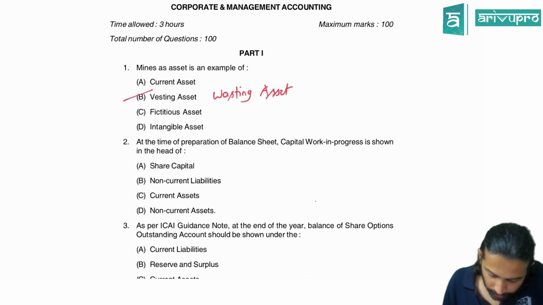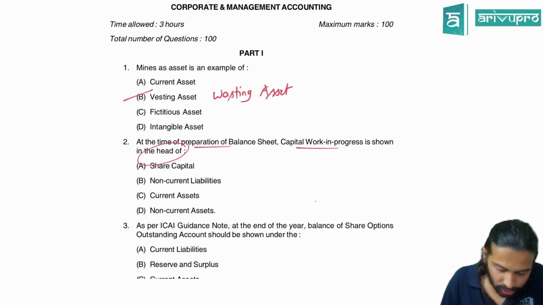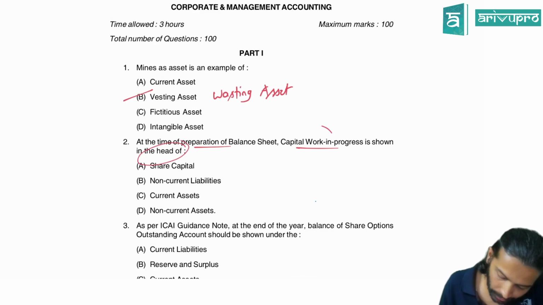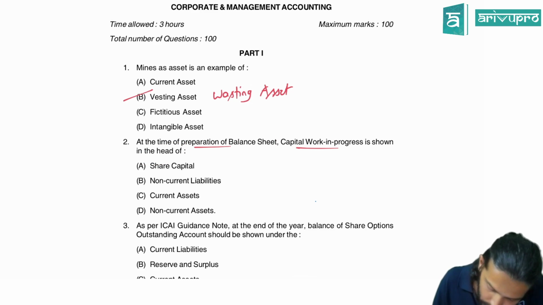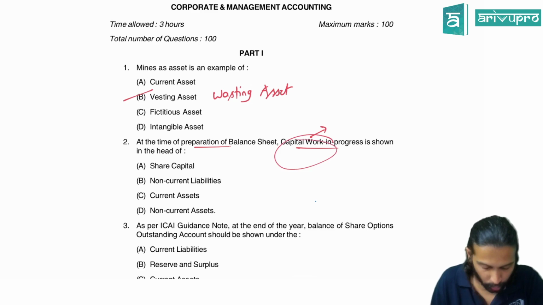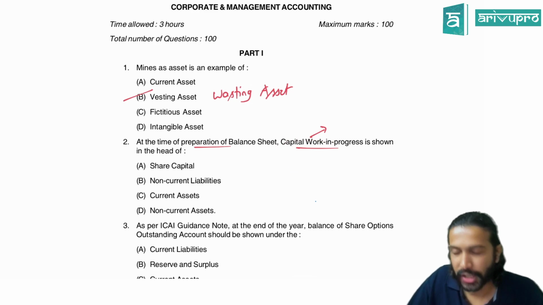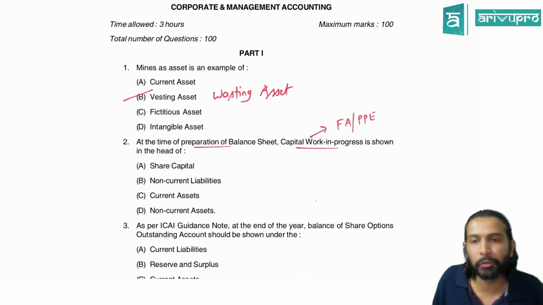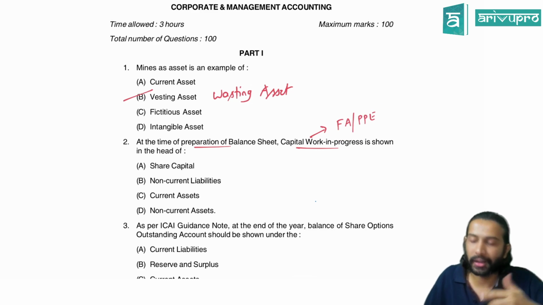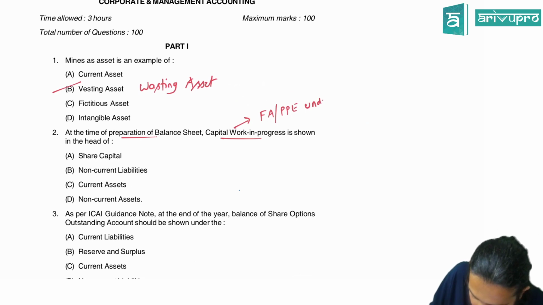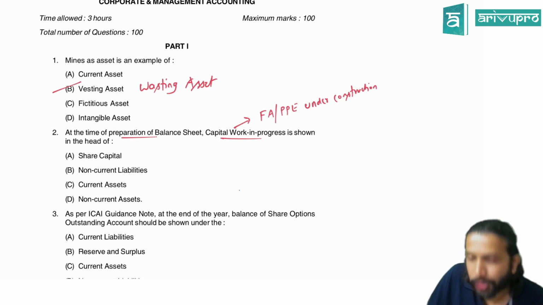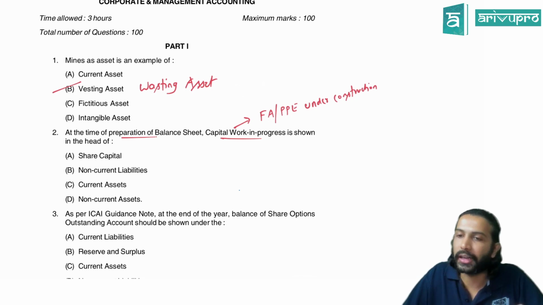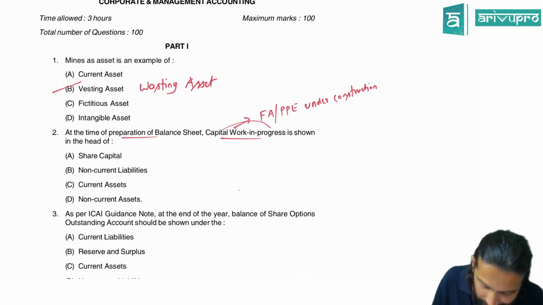Second question. At the time of preparation of the balance sheet, capital work in progress is shown under what category? Where will you show capital work in progress in the balance sheet? First of all, what do we mean by capital work in progress? We've already discussed this when we went through the balance sheet in detail. Capital work in progress means a fixed asset, now known as property, plant and equipment, that you are constructing. Meaning, property or fixed assets under construction. Like if you are constructing a building or plant and machinery, we call it capital work in progress.